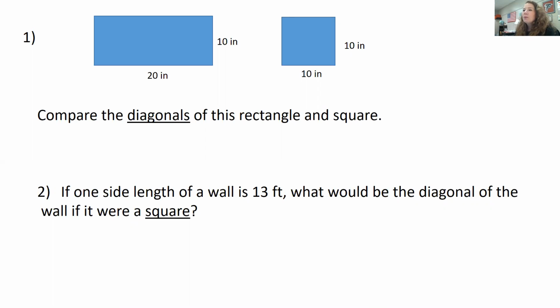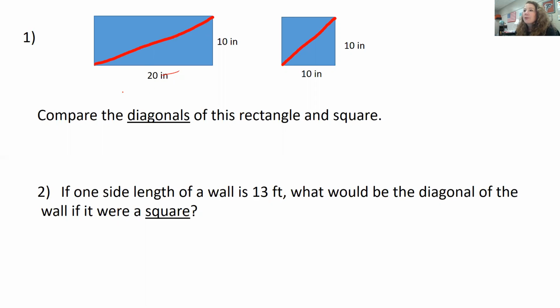All right, so number one is about the Pythagorean theorem, because if we take this rectangle and we divide it, we would have two right triangles, and the same with this square. So some people think, well, since the side length has doubled here, that means the diagonal will double. So that's why the directions say to compare the diagonals. So we have to use the Pythagorean theorem.